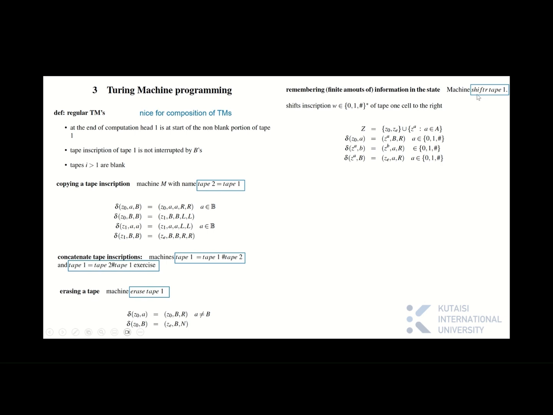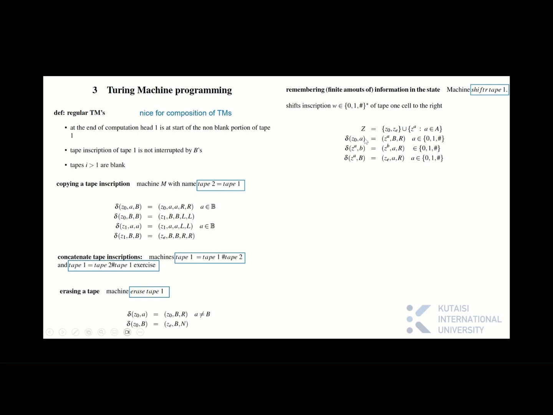There was this Turing machine called Shift R tape 1, and what it does is shift the encryption on tape 1 to the right. How it does this: for every symbol in your alphabet, you have a specific state. So let's say if your alphabet consists of 0, 1, and hashtag, you will have Z^1, Z^0, and Z^hashtag, where the 1, 0 and hashtag are superscripts. And then you have two more states, the accepting state and the start state.